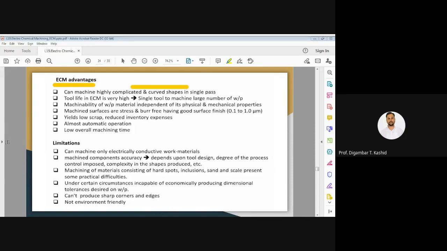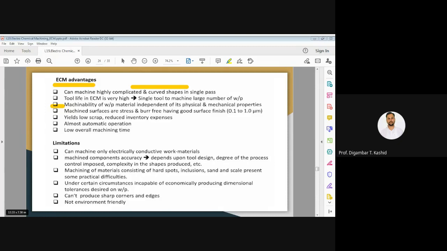Then, machinability of the workpiece material is independent of its physical and mechanical properties. The next advantage is that surfaces machined using this ECM technique are trace and burr free, with good surface finish. You can achieve 0.1 to 1 micron surface finish using this ECM process.